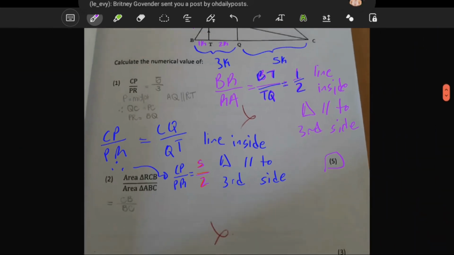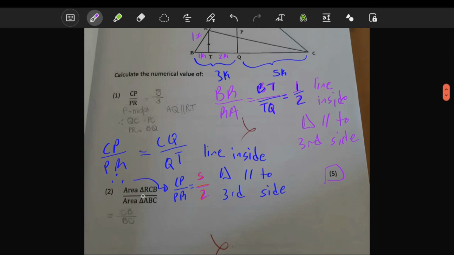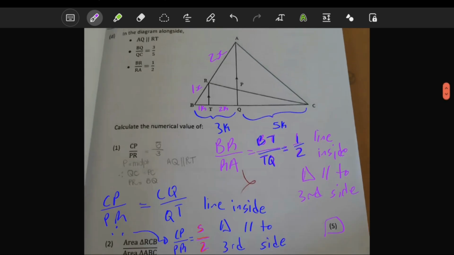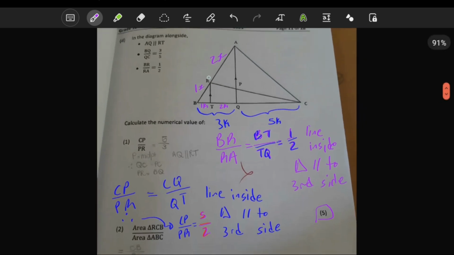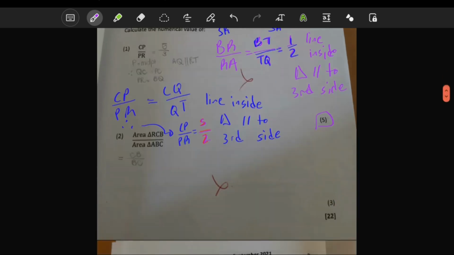So after that, they want us to get for 3 marks the ratio of the area of RCB. Where is RCB? R, C, and B, right? That area there and the area of triangle ABC. Where is ABC? ABC. Wow. For only 3 marks though.